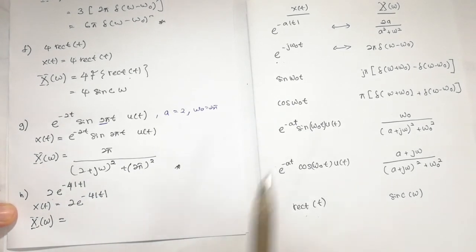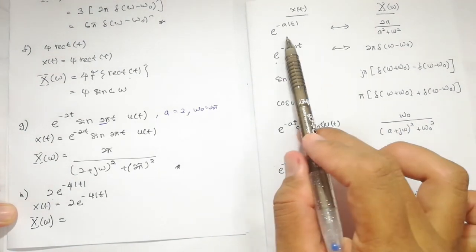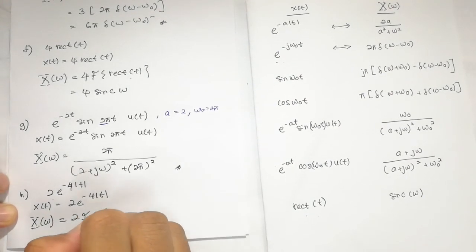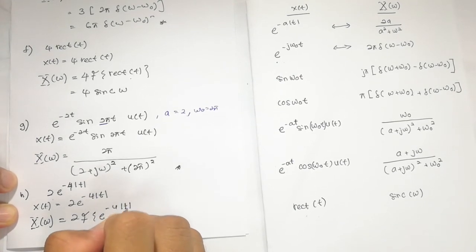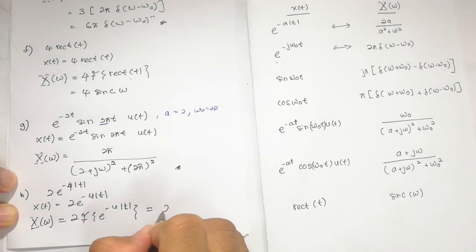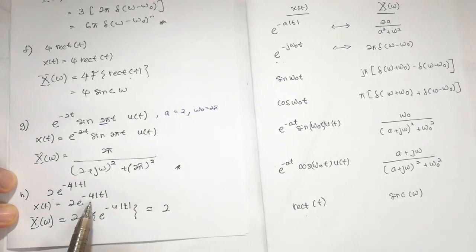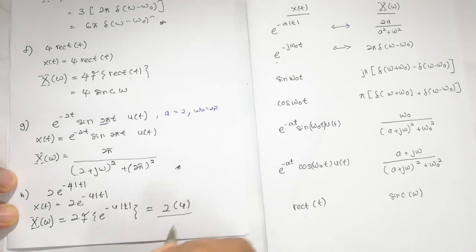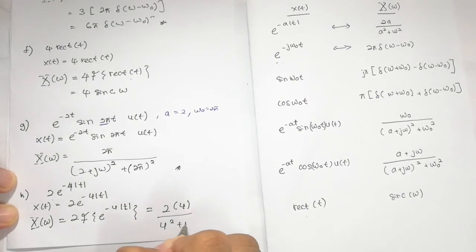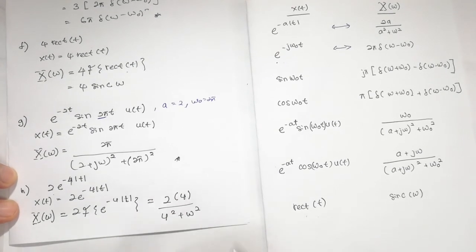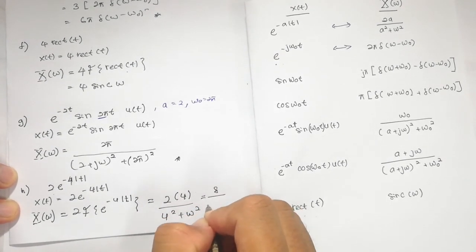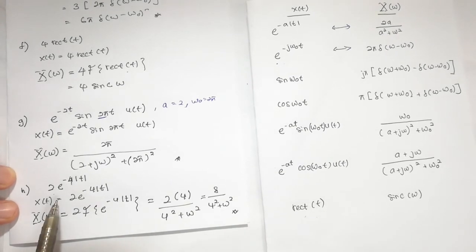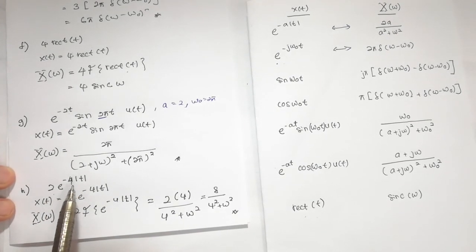If we refer to the Fourier transform pair, we need to use this one. This will be equal to 2 times the Fourier transform of e^(-4|t|). This will give us 2, where a is equal to 4, so you have 2 multiplied by 2 times 4, divided by 4 squared plus omega squared. This will be equal to 16 divided by 4 squared plus omega squared. So this is our Fourier transform for our signal 2e^(-4|t|).